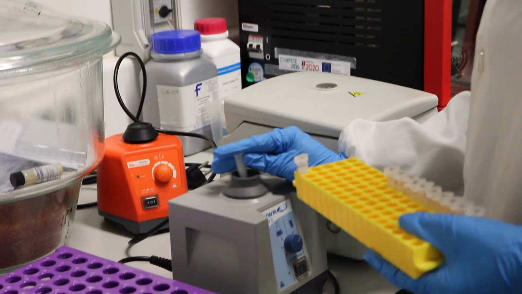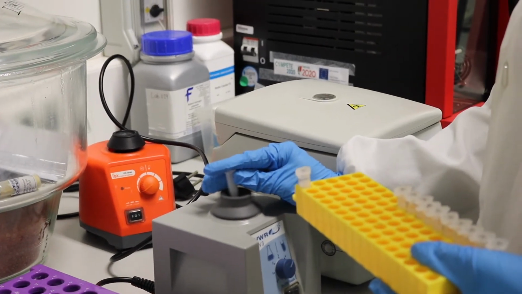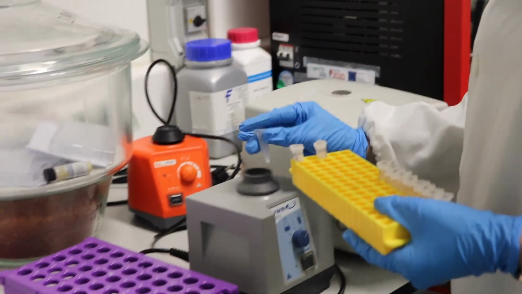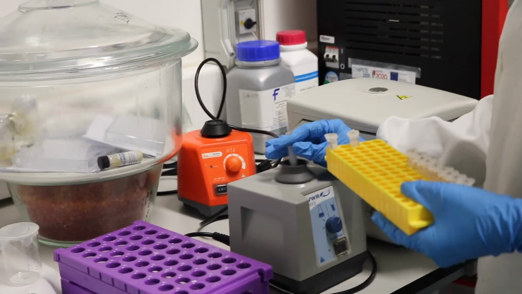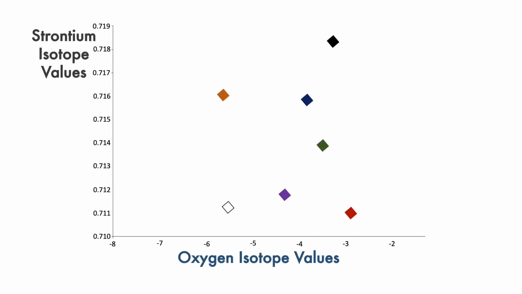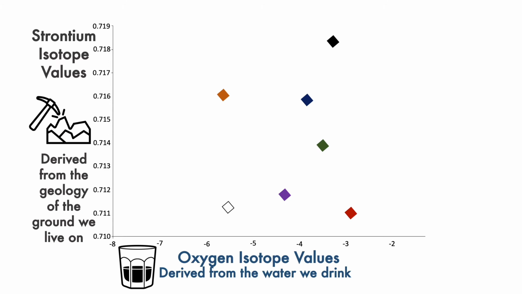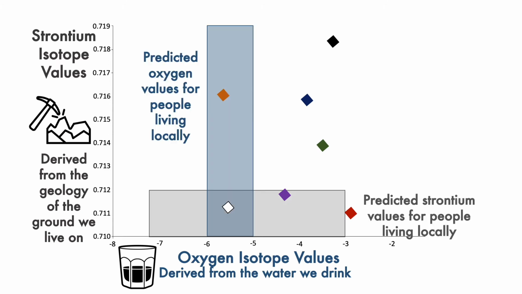After treatment, the isotope ratios of the elements of interest can be obtained with mass spectrometry. The strontium isotope values can tell us about the geological region where a prehistoric person lived and sourced their food, while oxygen isotope values can tell us about the drinking water. When these values are compared to predicted local values for an archaeological site, it becomes possible to identify local and migrant individuals in an ancient population.